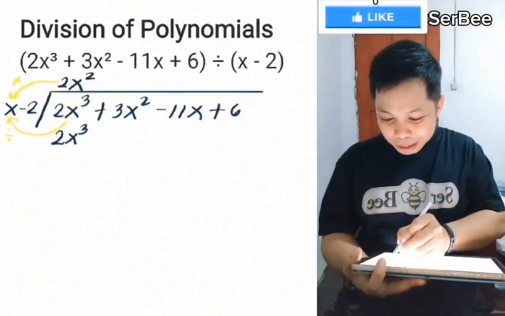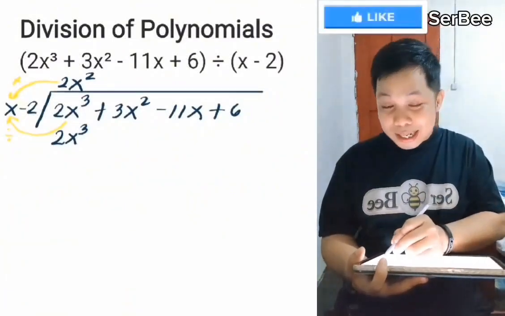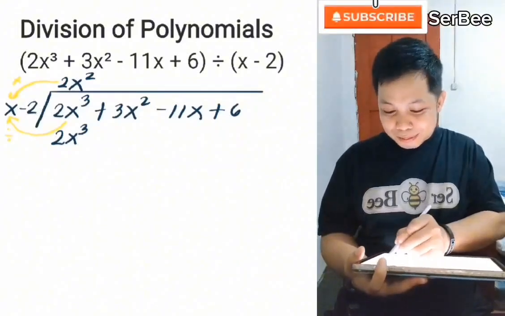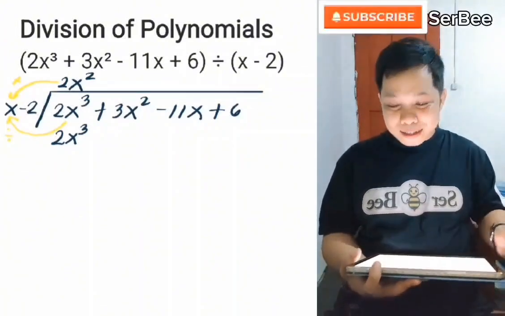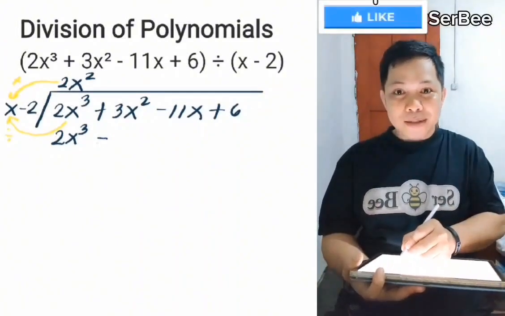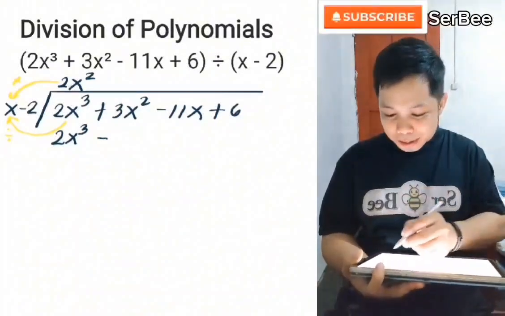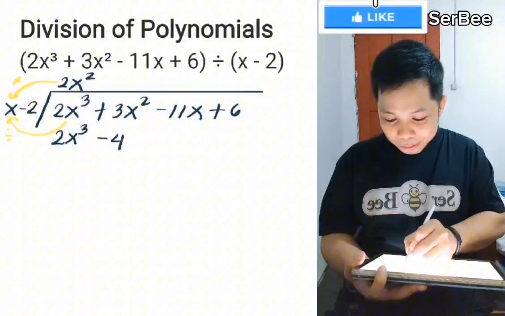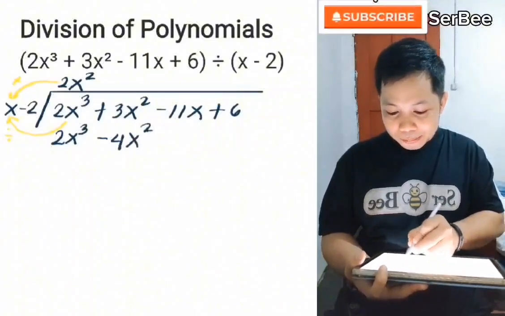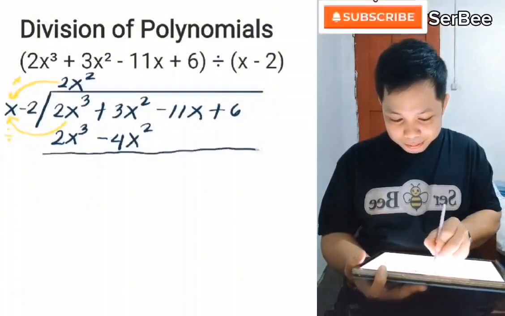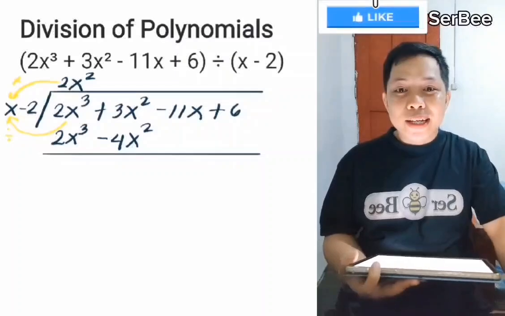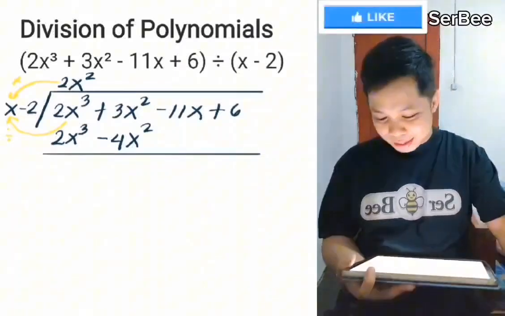So next, i-multiply natin yung 2x squared sa negative 2. Of course, magkaiba yung sign nila, so negative ang makukuha natin na product, di ba? Opposite sign, kapag minultiply, negative ang sagot. So we have negative 4, then copy x squared. So yan, parang nag-divide lang tayo ng numbers.